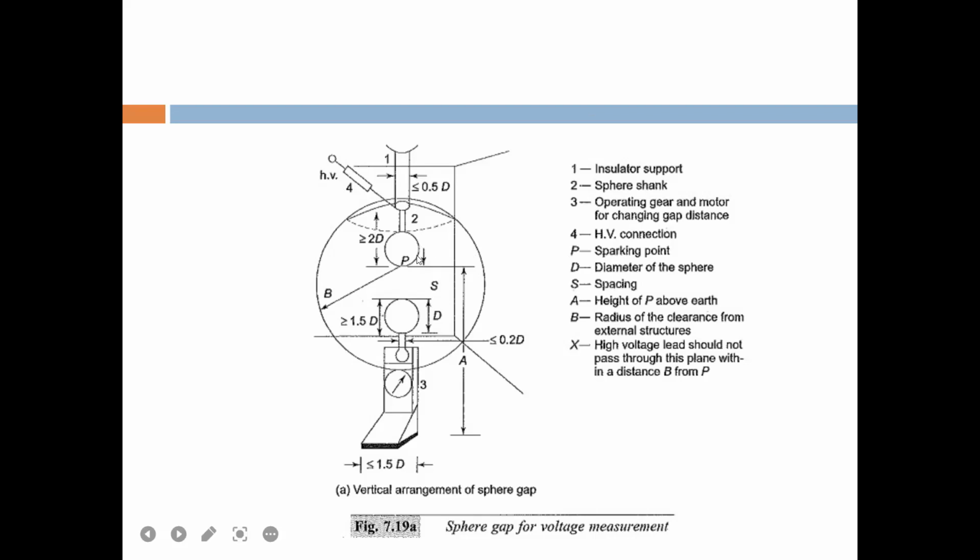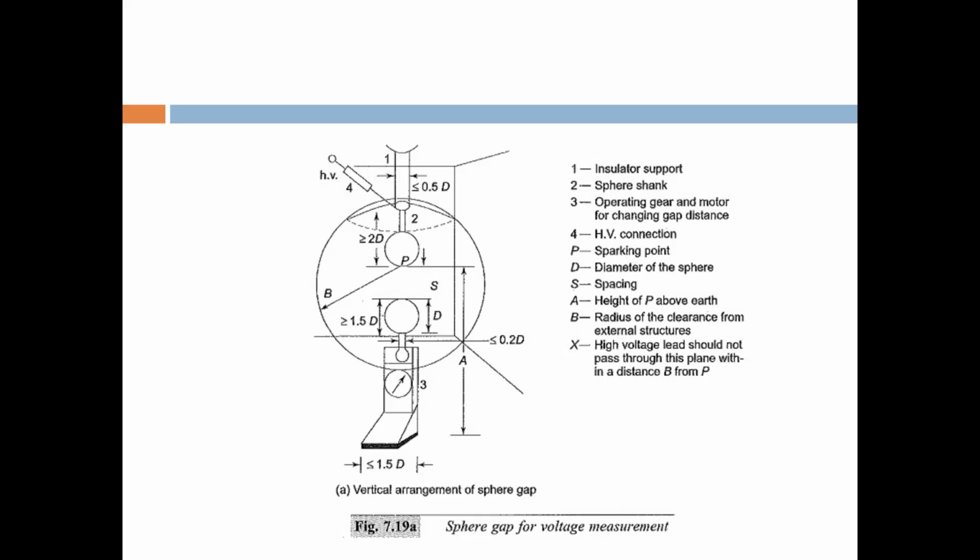Just as I told you, it is given in the table. What parameters are given? The diameter of the sphere, the distance between the spheres, and the voltage that is going to be measured. Here the diameter of the sphere is given. Here is the spacing, which can be decreased or increased using this motor gear. By the motor you can decrease or increase the gap distance between the two spheres. Then the diameter, the spacing, and the height of P over the earth, and A is the height from the earth. So this is the simple construction of the spark gap meter.